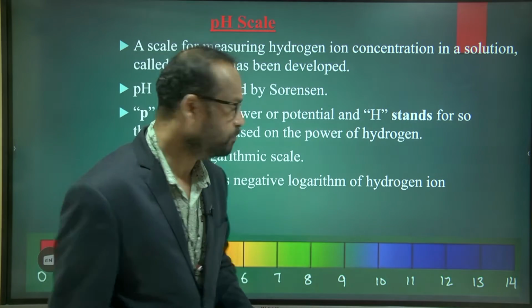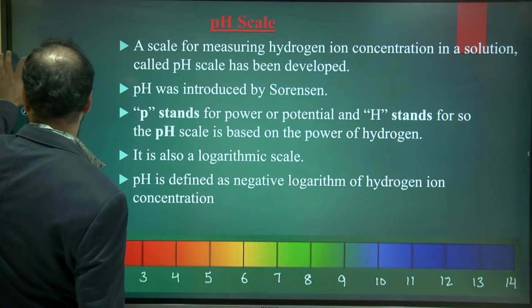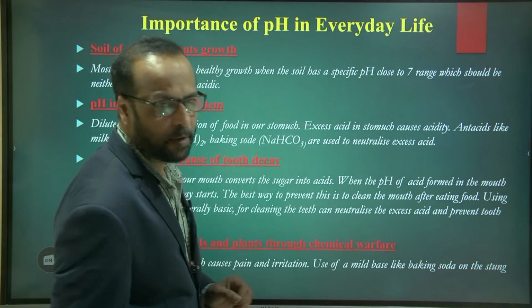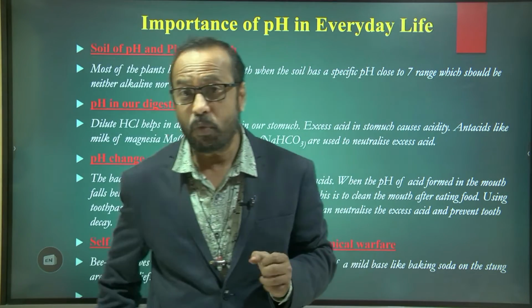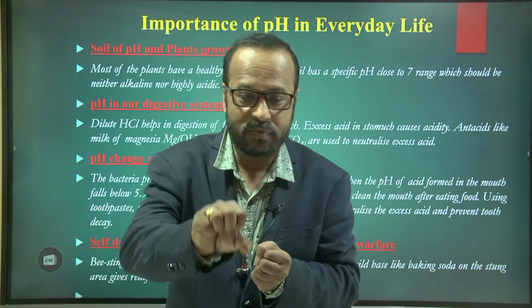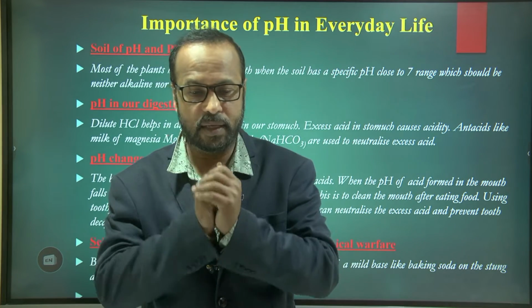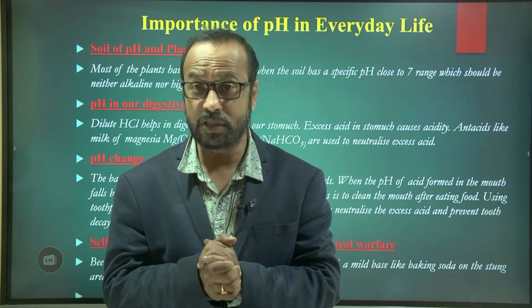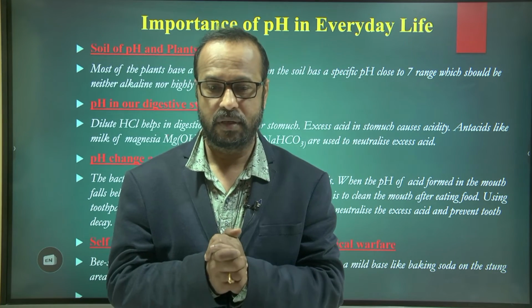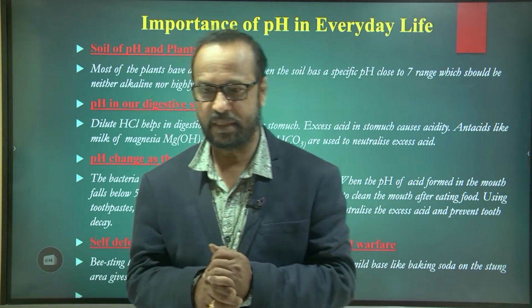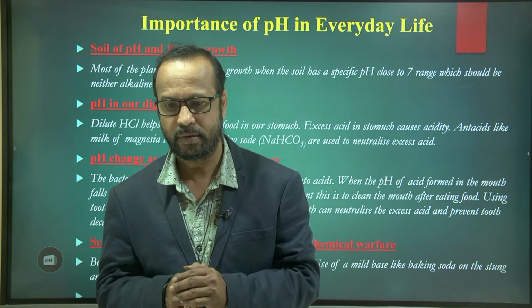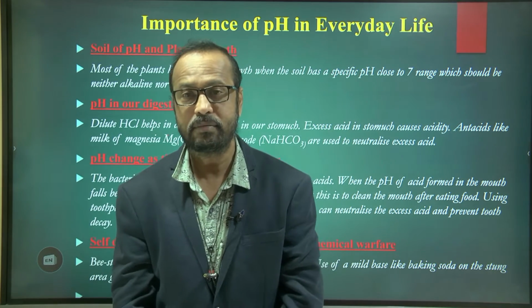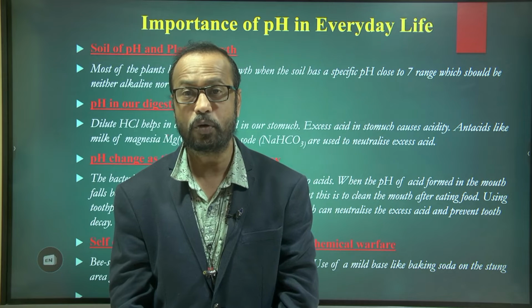So what happens when the pH value becomes less than 5.5? This acid will react with the tooth's calcium phosphate, and it causes tooth decay. It causes what? Tooth decay. Is this clear to you? So how can you prevent tooth decay? How do you prevent it?